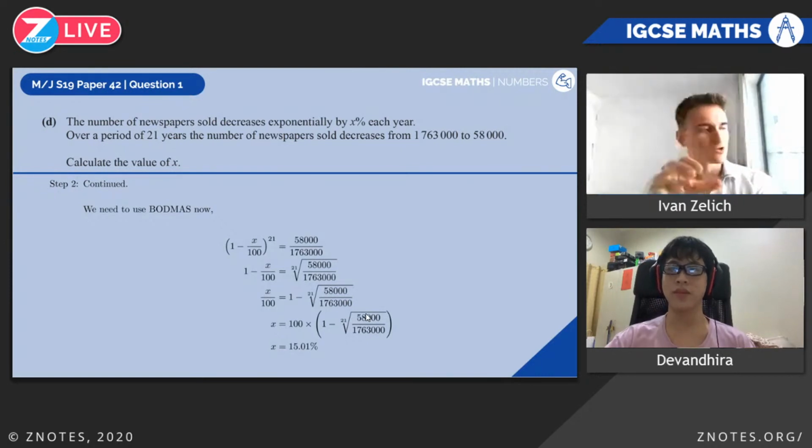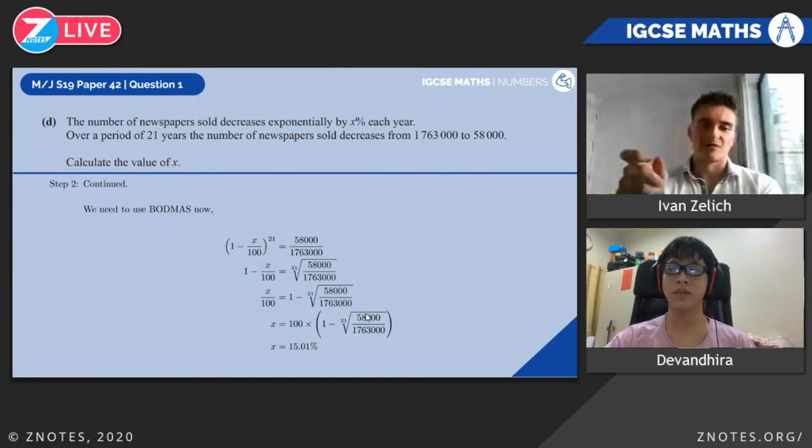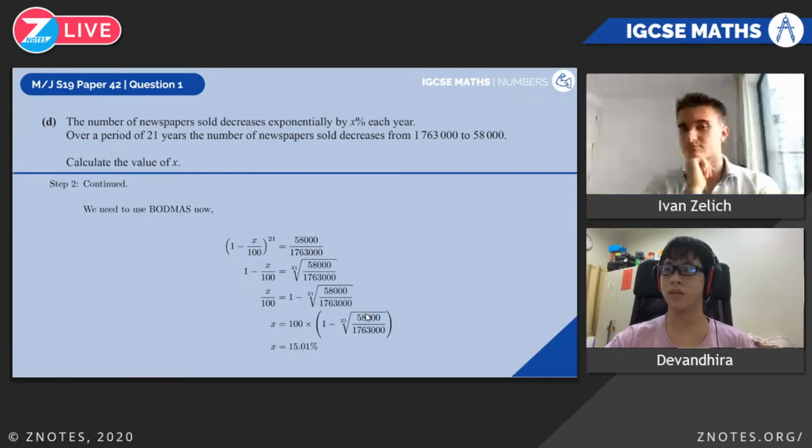So as I said, you could have done it with the compound interest formula. However, obviously you can't just blindly follow it. You need to make sure that you realize it was a decrease, and so your ratio would have to be 1 minus X on 100, not 1 plus, and then everything will be fine.